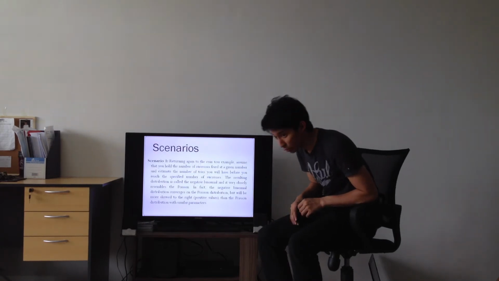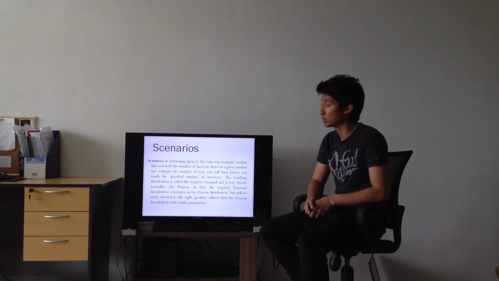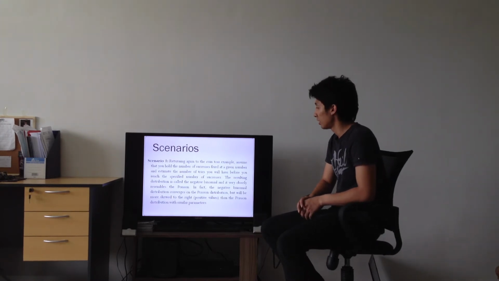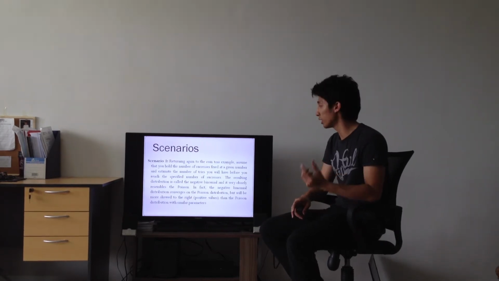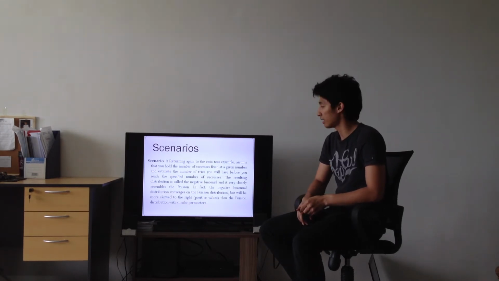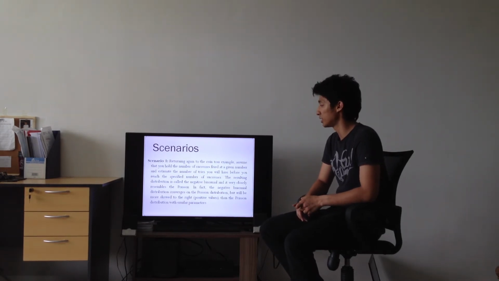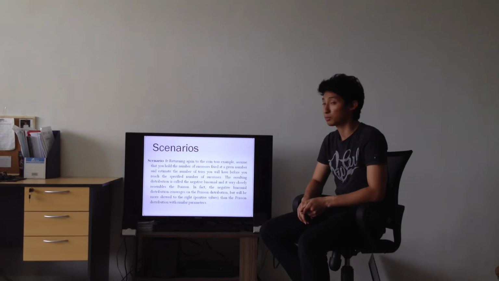So lastly, we are going to explain a bit about scenarios. Here we would like to highlight three scenarios. The first is returning again to the coin toss example. Assume that you hold the number of successes fixed at a given number and estimate the number of tries you will have before you reach a specified number of successes. The resulting distribution is called the negative binomial, and it very closely resembles the Poisson.